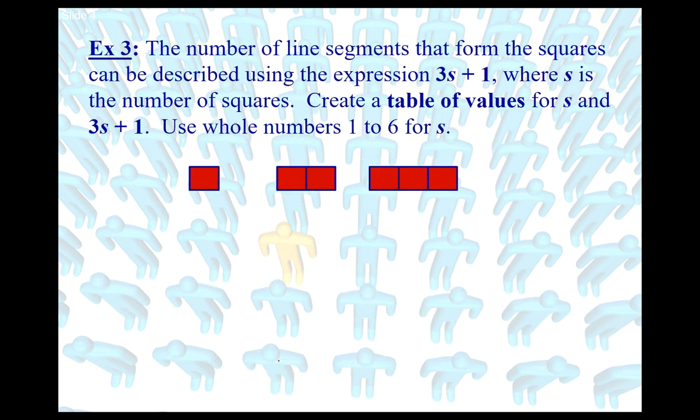Okay, let's go to example 3. It says the number of line segments that form the squares can be described using the expression 3s plus 1, where s is the number of squares. And what I want to do is create a table of values for s and 3s plus 1, using whole numbers 1 to 6 for s. Okay.